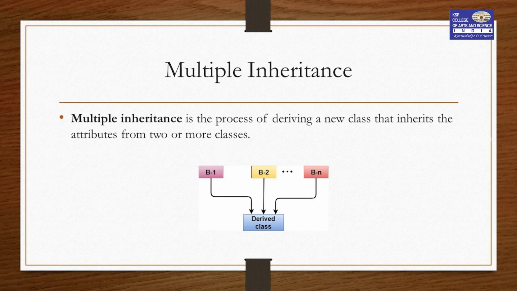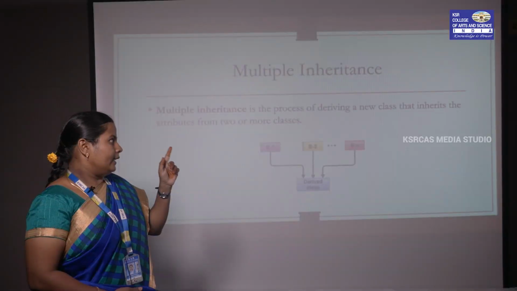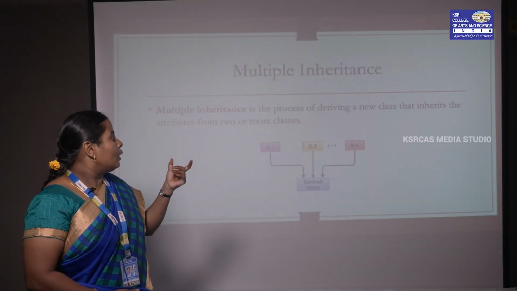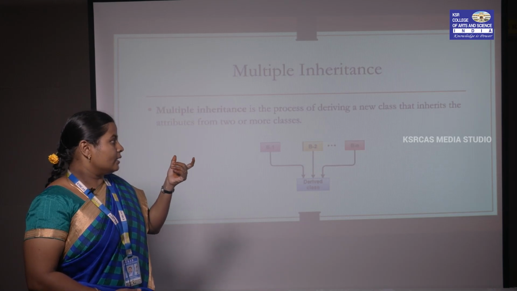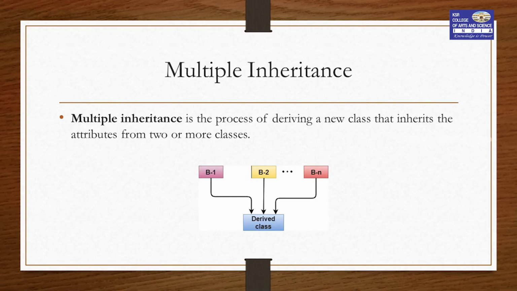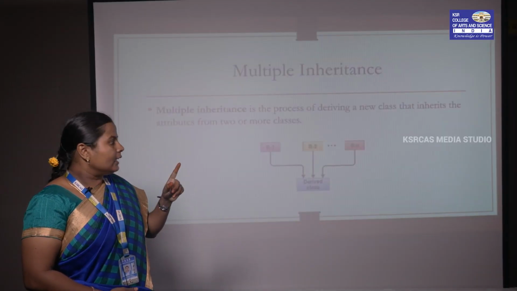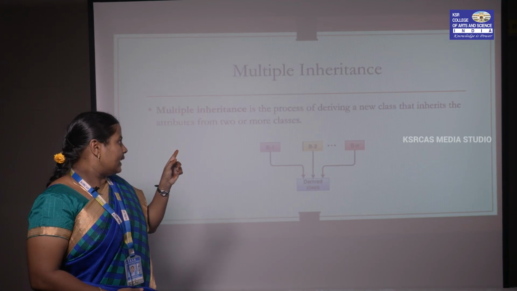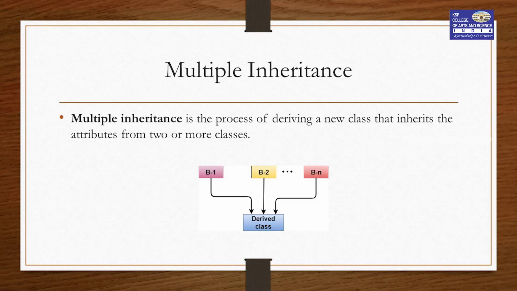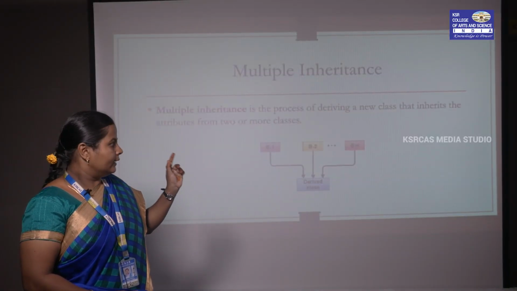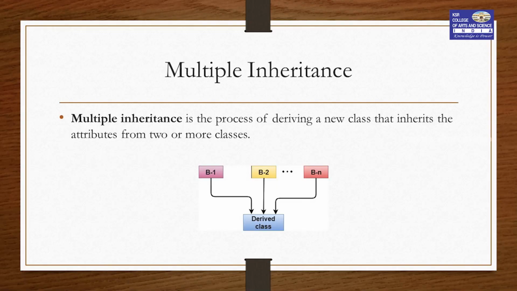The next inheritance is multiple inheritance. In this case there are multiple base classes. From multiple base classes we can inherit the properties to a single derived class. In this example, B1, B2 up to Bn base classes can be there. It is inherited to a single derived class. So it is said to be a multiple inheritance.